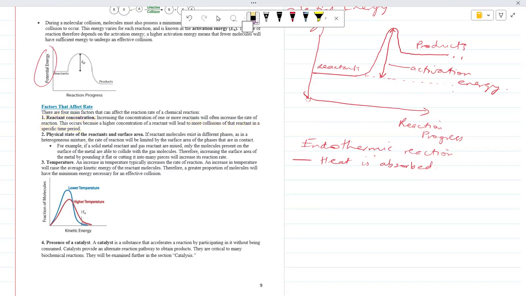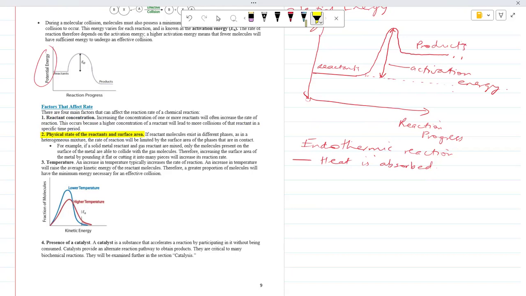Okay. Now, the second factor is the physical state of the reactant and the surface area. The physical state of the reactant and the surface area. What does this mean? Now, if the reactant molecules exist in different phases, as in a heterogeneous mixture, okay, the rate of reaction will be limited by the surface area of the phases that are in contact. Okay, let's explain this further.